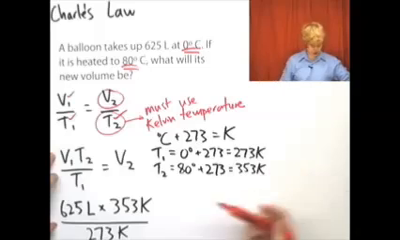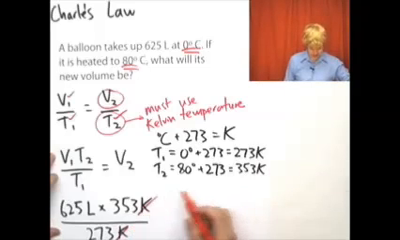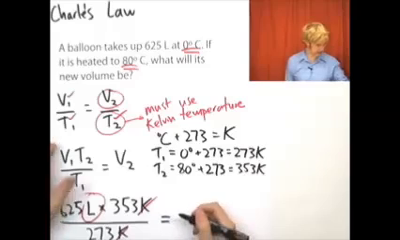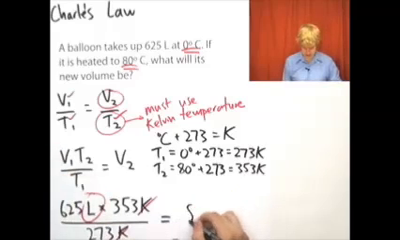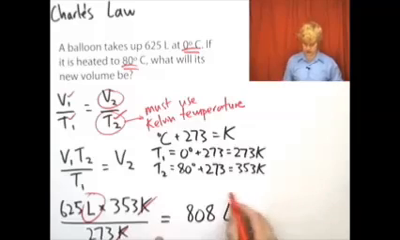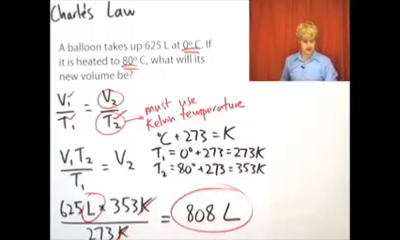Let's look at what happens to our units here. The Kelvin cancel out, so our final answer is going to be left in liters, and the answer to this is going to be 808 liters, rounded to 3 significant figures. This is how we solve a problem with volume and temperature with Charles' law.